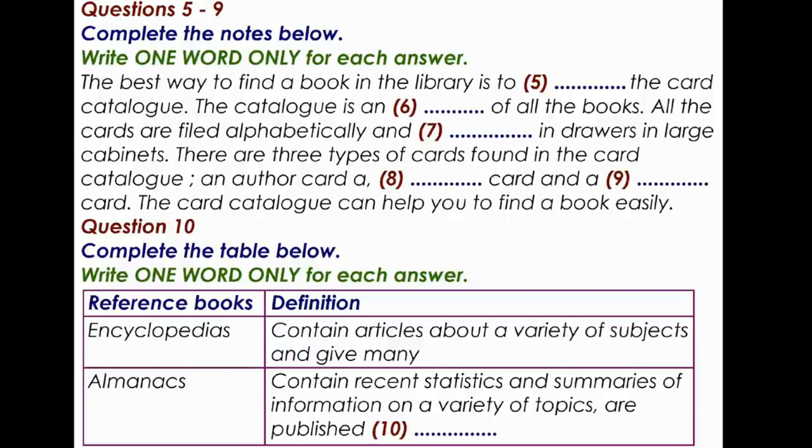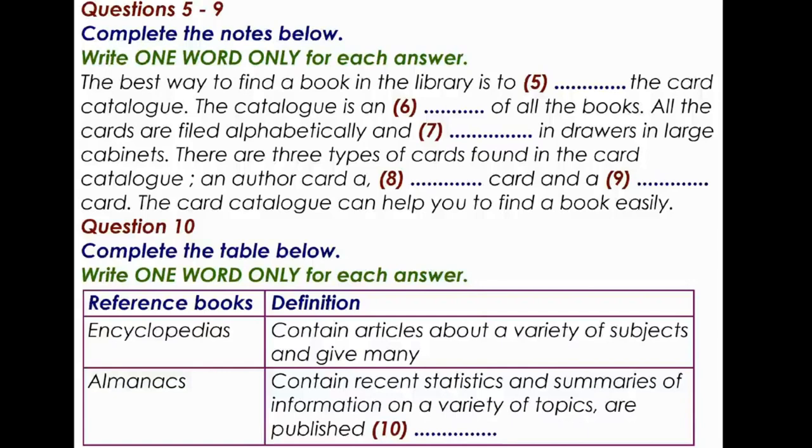The title card is filed alphabetically according to the title of the book. The subject card is filed alphabetically under the name of the subject of the book. In many university libraries, they use their own cataloguing system or the microfiche system. Both of them list publications under author and title, and both are very easy to use.